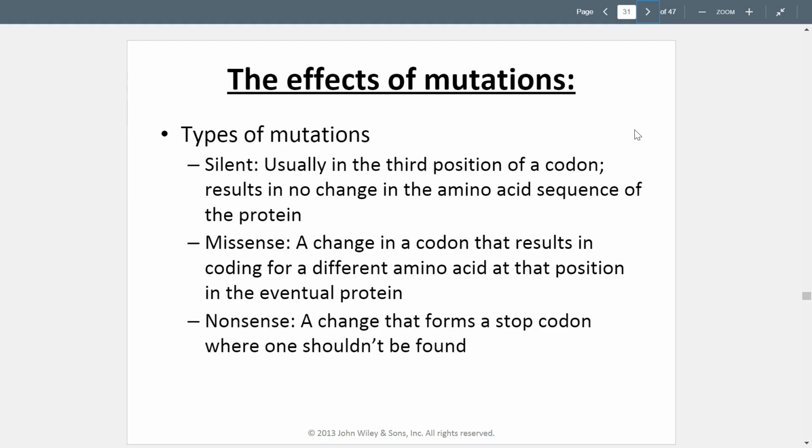A missense mutation, on the other hand, is a change in a codon, so probably either in the first or second position, and a different amino acid gets put there. Again, it depends on how important that amino acid is to that protein as to whether that's going to be good or bad or lethal.